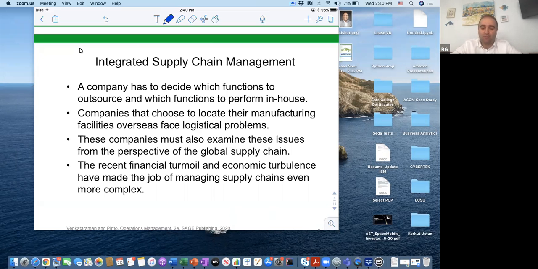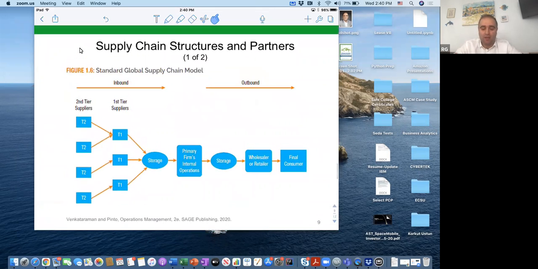Okay, so let's take a look at the next one. I would like to talk about very basic supply chain components. This is a very generic flow. Let's assume that we are running this primary company. It can be any company. It can be Apple, iPhone, or Walmart, whatever you say.